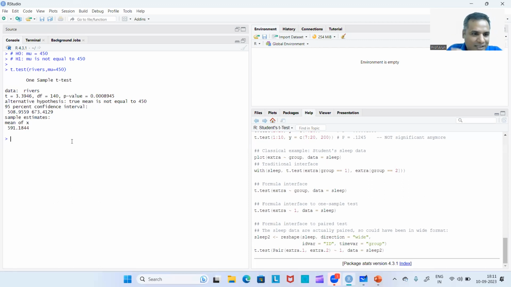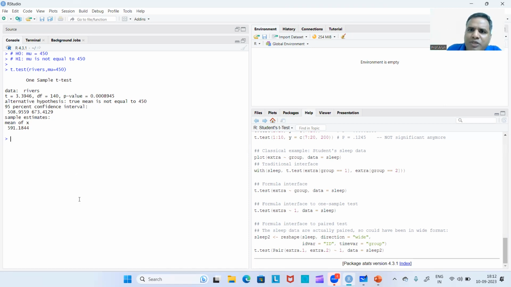See, now accepting or rejecting the null hypothesis, you have to focus on 3 things. Accept or reject. First, focus on the t value. What is my t value? My t value is greater than 1.96. 3.3946 is bigger or 1.96? Which is bigger? My t is greater than 1.96. If my t value is greater than 1.96, I will reject the null.